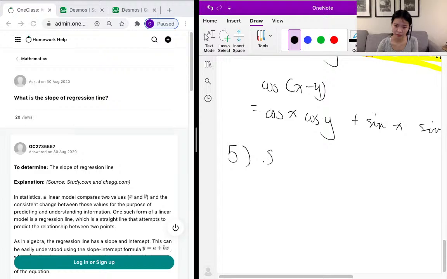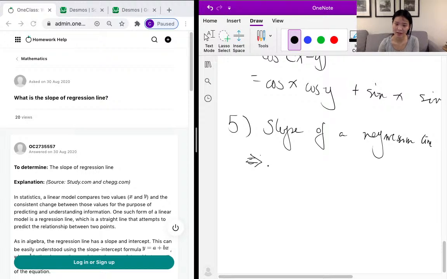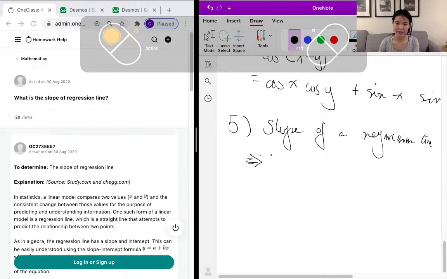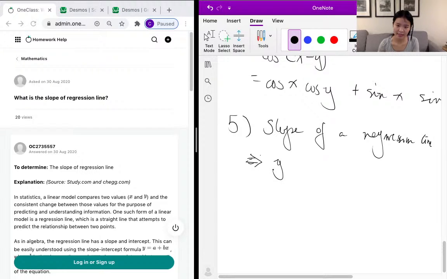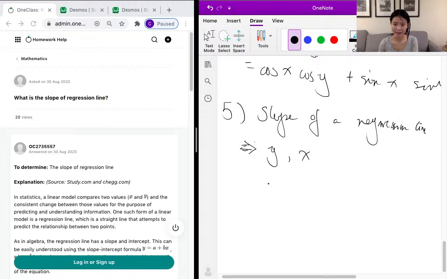So the slope of a regression line. First, let's talk about the response and explanatory variables. For linear regression in statistics, you have the y's and you have the x, which is somewhat similar to the y's and x you see in calculus, but not exactly the same.